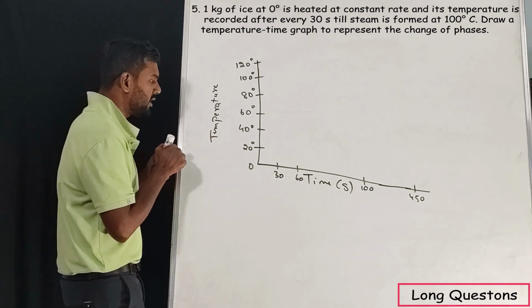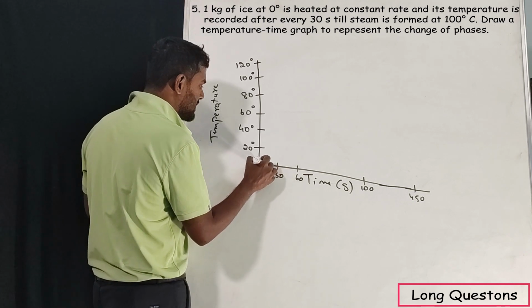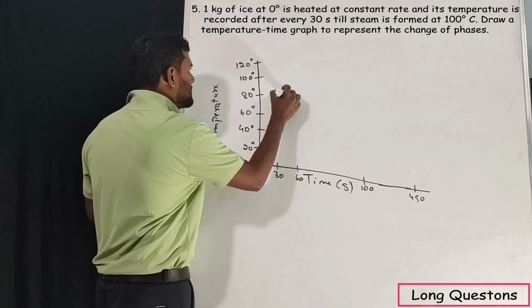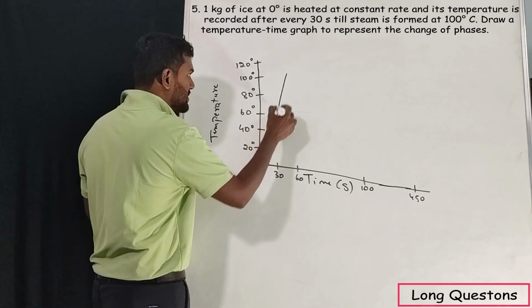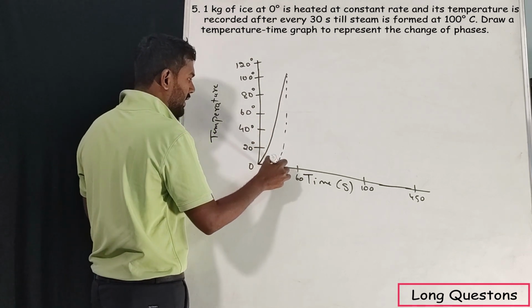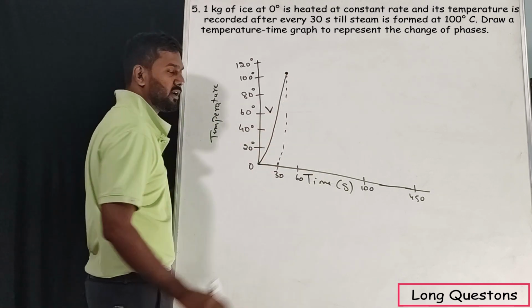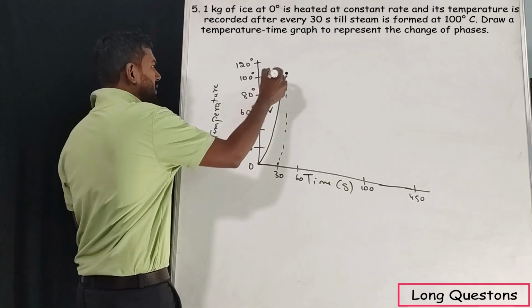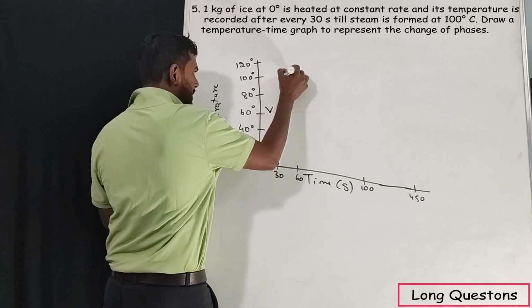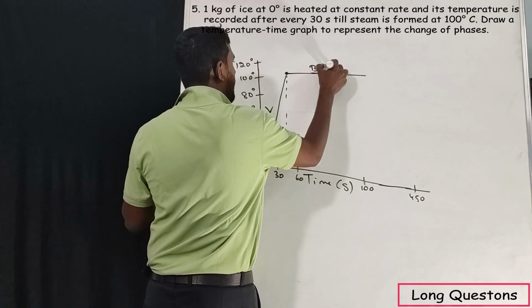Now listen, when you are given 1 kg of ice, exactly at 30 seconds, make sure it is a straight line at 30 seconds. At 30 seconds it will be converted into liquid. Once it reaches 100 degrees Celsius, this will start boiling.